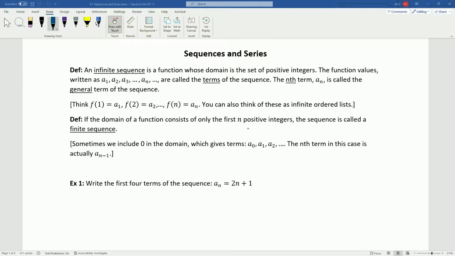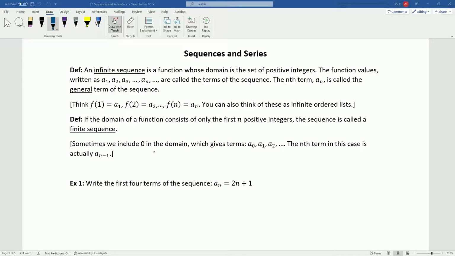The domain of a function consists of only the first n positive integers. The sequence is then called a finite sequence. So if we only include a fixed small number of positive integers, it's a finite sequence. I say small, but I mean small in the sense not infinite.